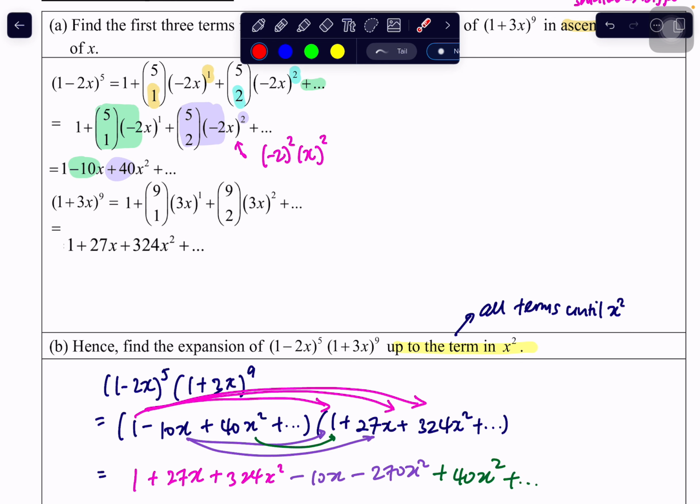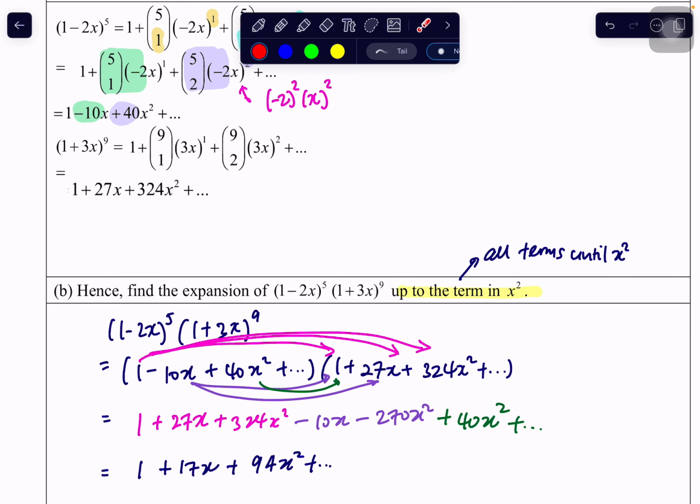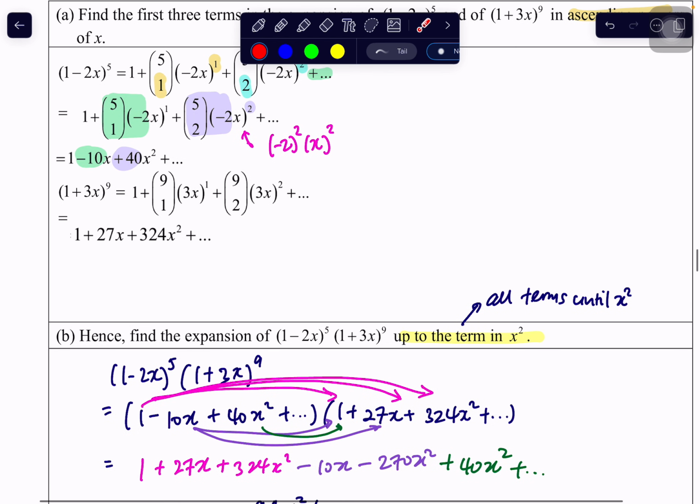What I'm going to do is replace (1 - 2x)^5 with what I have obtained over here, 1 - 10x + 40x^2, and replace (1 + 3x)^9 with 1 + 27x + 324x^2. Now I'm going to multiply term-wise, ensuring that I get a maximum power of x squared. I'm going to do the rainbow method. Follow me using the pink arrows.